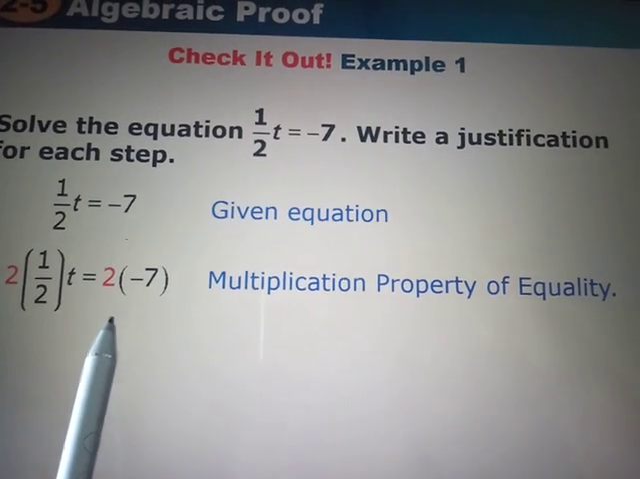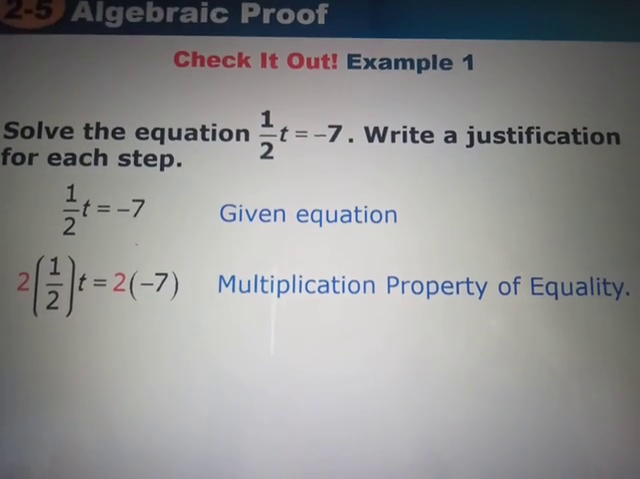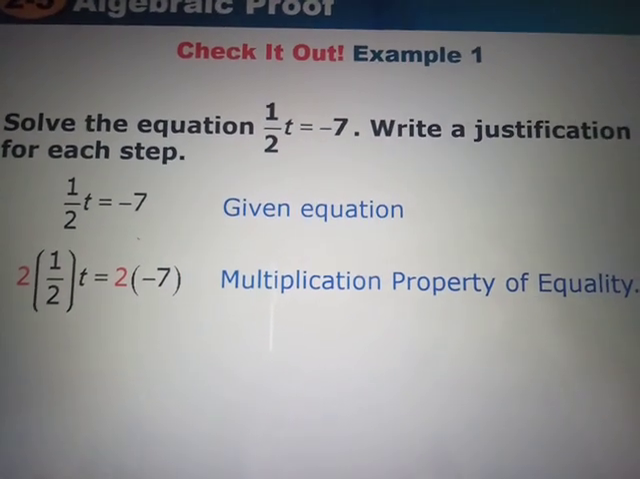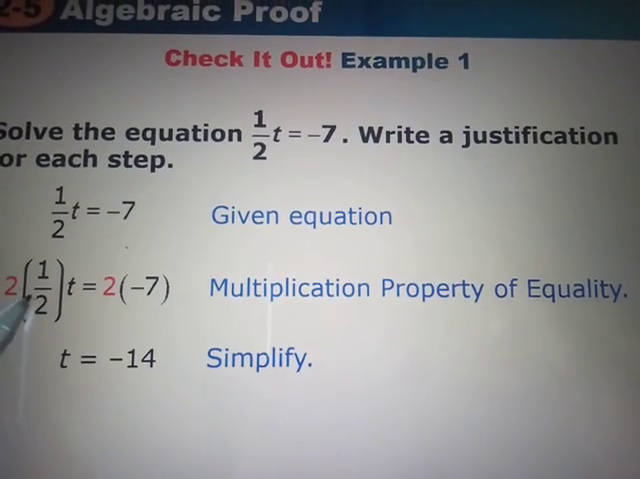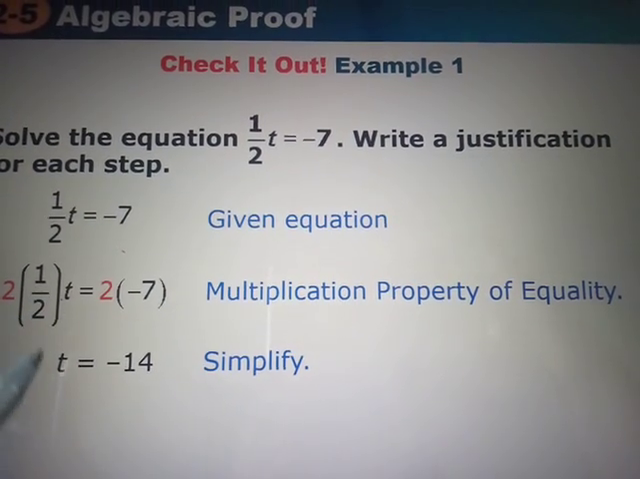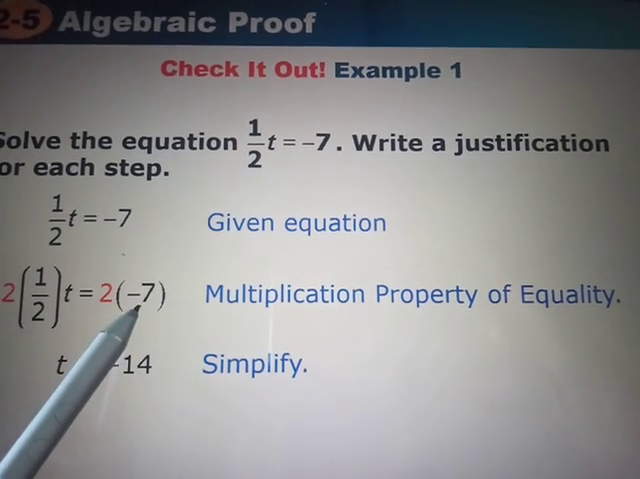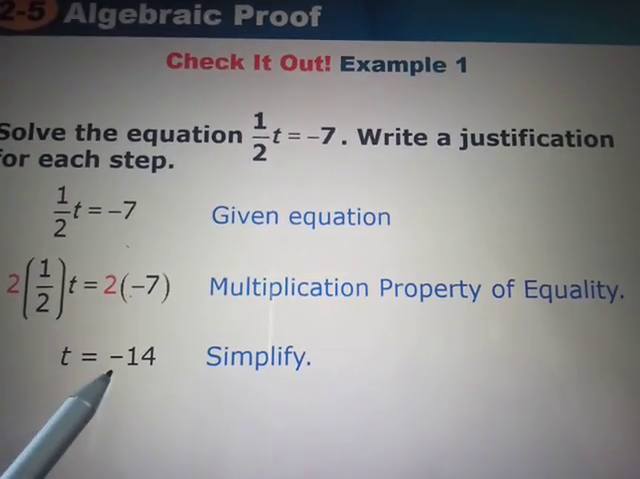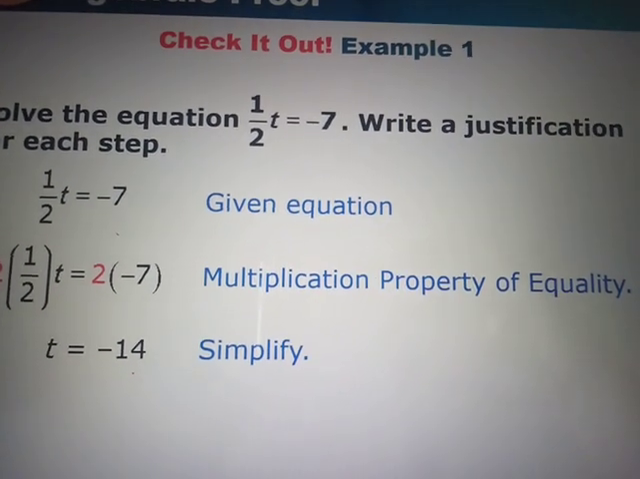What is the reason for this? Multiplication property of equality. When we get the answer, we call it simplify. So we will simplify. Here it will be 1 times t equals 2 times -7. Positive times negative will be negative, and 2 times 7 will be 14. It's simplified, okay?